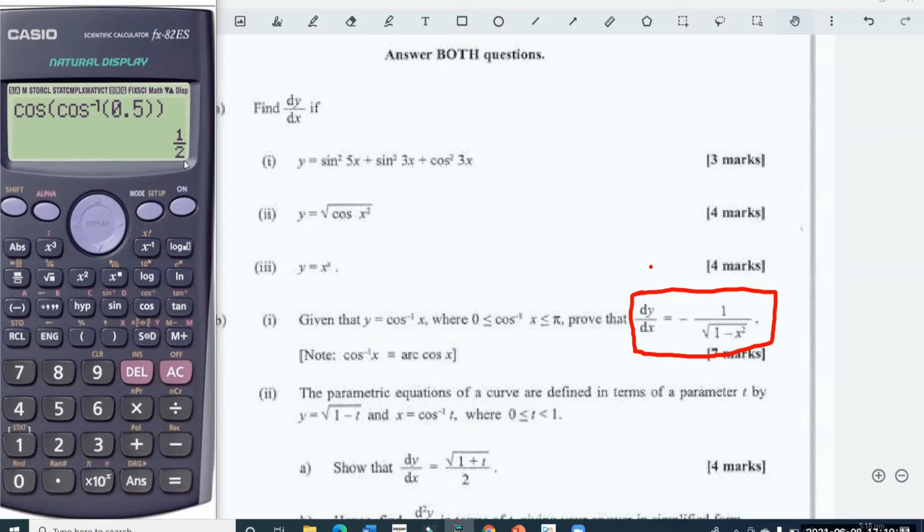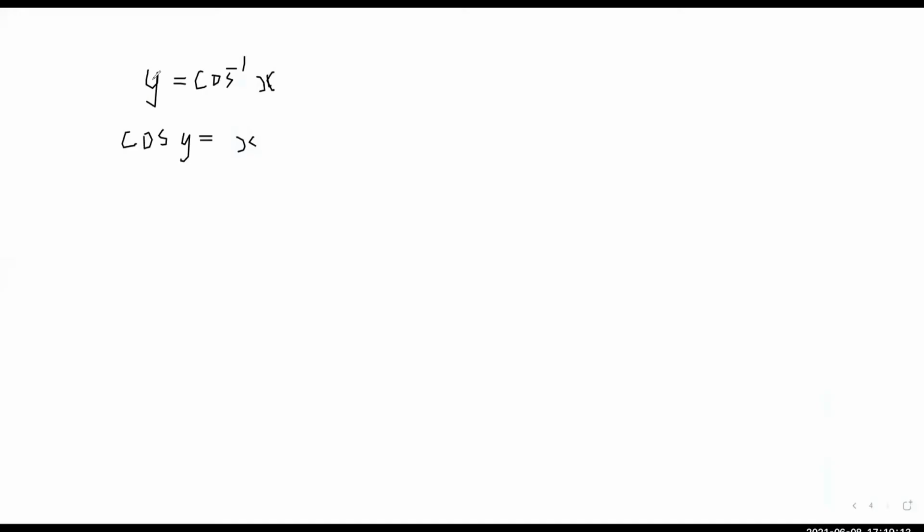So when we take the cos of both sides, the cos cancels the cos inverse. To write it in words, we take the cos of both sides, and so the cos cancels the cos inverse. So we end up getting cos y equal to x. Now, if cos y is equal to x, we're able to differentiate both sides with respect to x. We can say that d by dx of cos y is equal to d by dx of x.